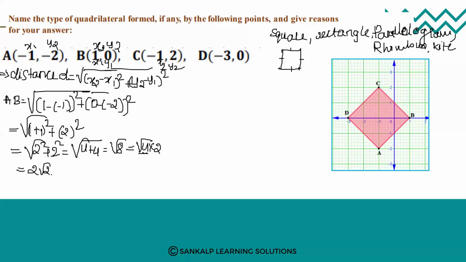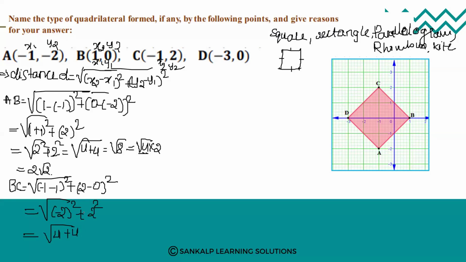Now find out the value of BC. BC is equal to square root of x2 minus 1 whole square plus 2 minus 0 whole square, right? So minus 1 is minus 2 whole square plus 2 whole square, right? So minus 2 square, that is 4 plus 4. That is equal to root 8. Root 8 can be written as 4 into 2. So again you will get 2 root 2 only. Okay. So next to find out the distance between CD.